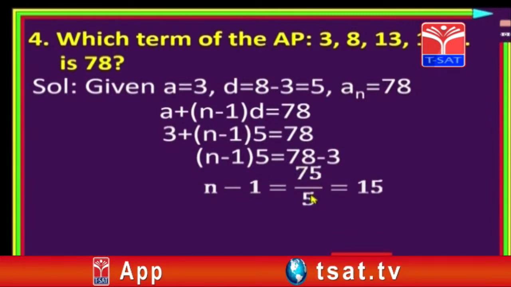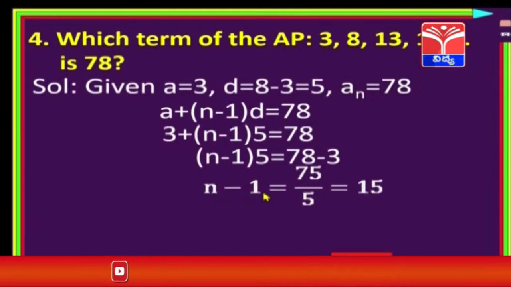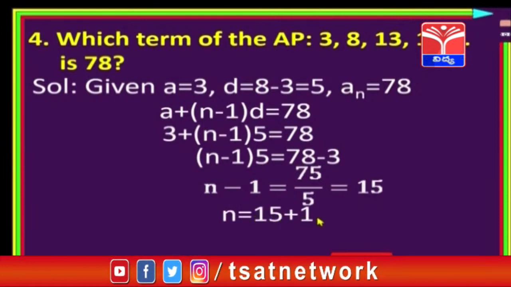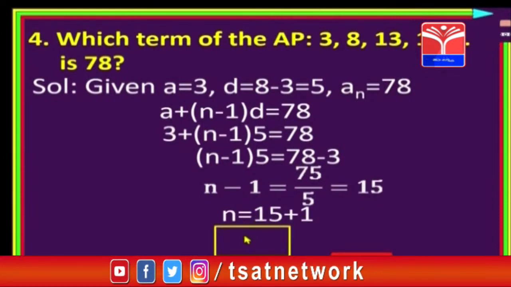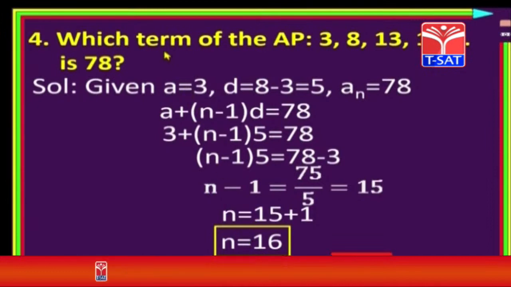What is the value of 75 by 5? That is 15. So as n minus 1 is equal to 15, bring minus 1 to right hand side, you will get n is equal to 15 plus 1. So then n is equal to 16. Okay. So 16th term is 78. So in the given question, the 16th term is 78.